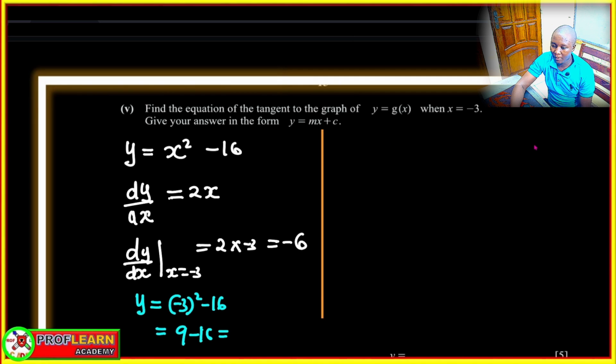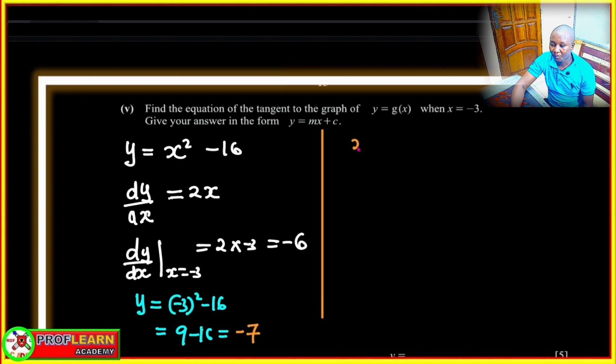And that means that we can also substitute the value of x into the original equation, so that we can get the y coordinate. And in that case, it's going to be 9 minus 16, which is going to be -7. Then we can find the equation of the line, because the gradient of the tangent is equal to the gradient of the curve. So I'm going to use the gradient that I got, -6, as the gradient of the tangent.